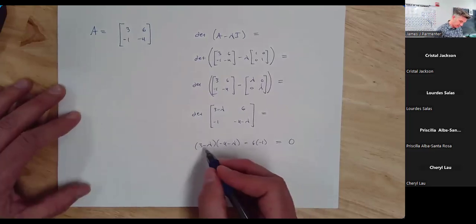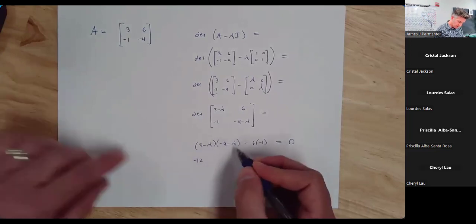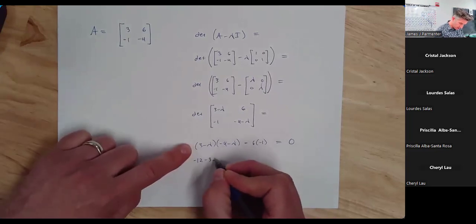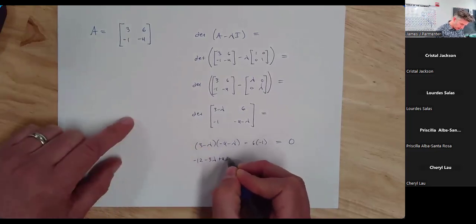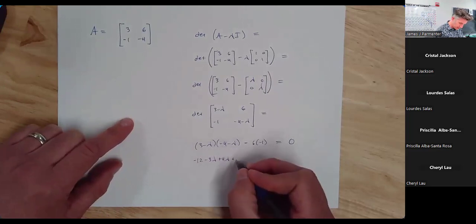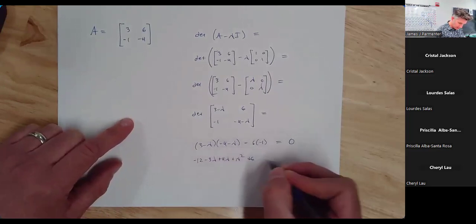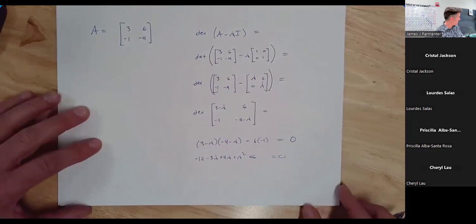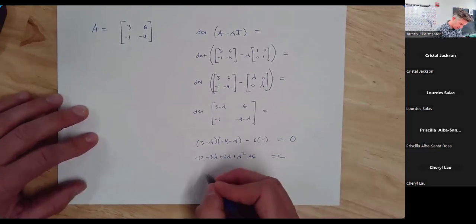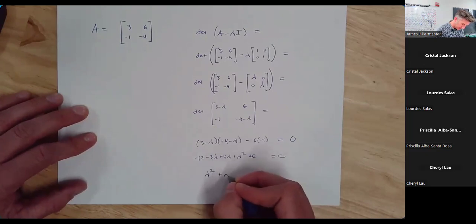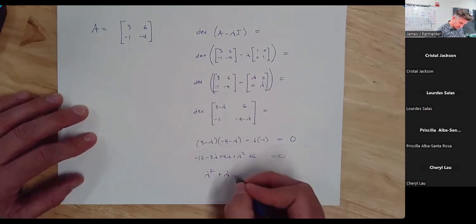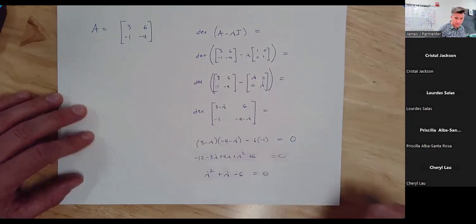So multiplying it out, we get 3 times -4, and then -3 lambda, and then plus 4 lambda, and then minus lambda times minus lambda is plus lambda squared, plus 6 equal to 0. Keeping everything on the left-hand side, I'm going to write this as lambda squared, minus 3 lambda plus 4 lambda is plus lambda, and -12 plus 6 is -6 equal to 0.